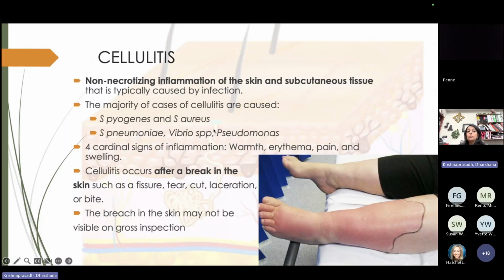Going over a little more extensive skin and soft tissue infection, we have cellulitis. This is a non-necrotizing inflammation of the skin, again caused by Strep pyogenes or Staph aureus. You do have some other rare things causing cellulitis. Usually, you have the typical warmth, erythema, pain, and swelling. It usually occurs after a break in the skin, like if they have a cut or a laceration, tear or a fissure or a bite mark, or even an insect bite can trigger it. Any break in the skin can be the origin of these. Sometimes you are able to see that tiny little insect bite on the skin.